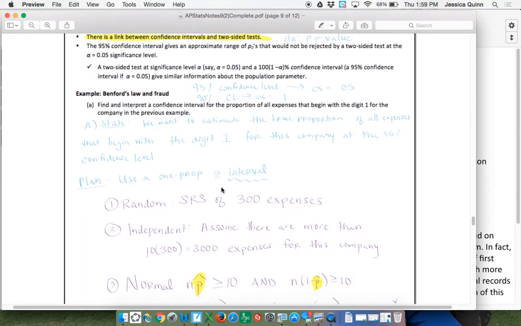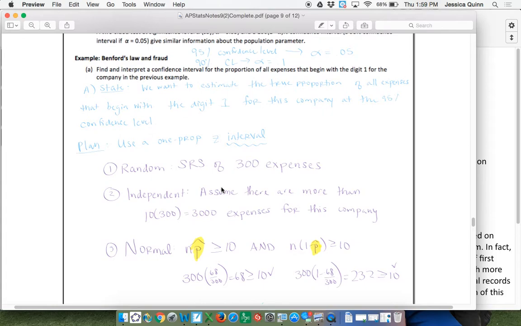So continuing with our Benford's example, we want to find and interpret a confidence interval for the proportion of all expenses that begin with a 1. So we're going to state, plan, do, conclude for a confidence interval now. For our state, we want to estimate the true proportion of all expenses that begin with a digit of 1 for this company at the 95% confidence level. Plan: what are we going to do to estimate that? We're going to use a 1-prop z interval, as long as the conditions are met.